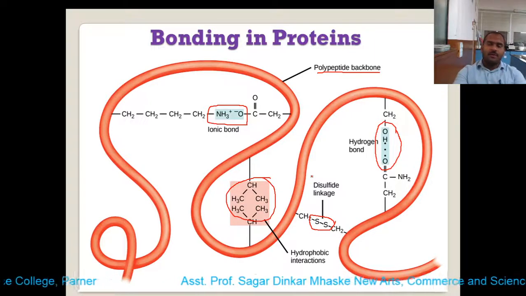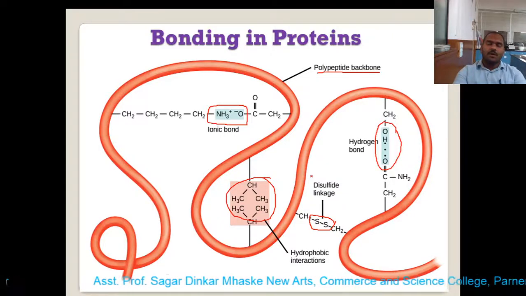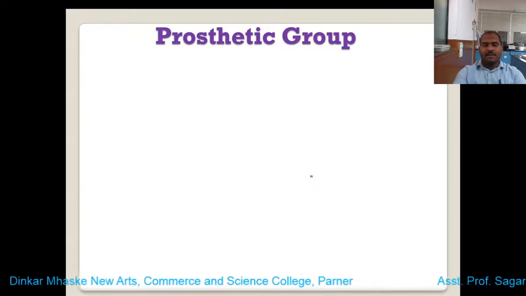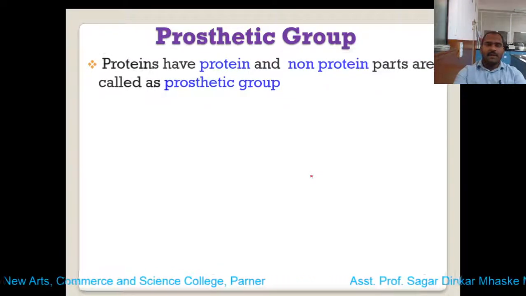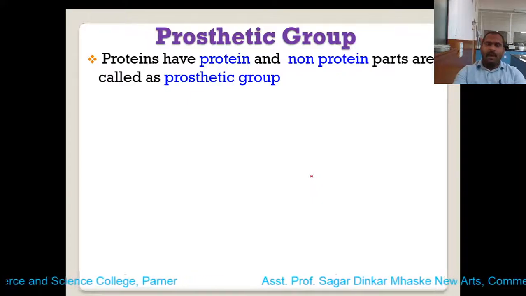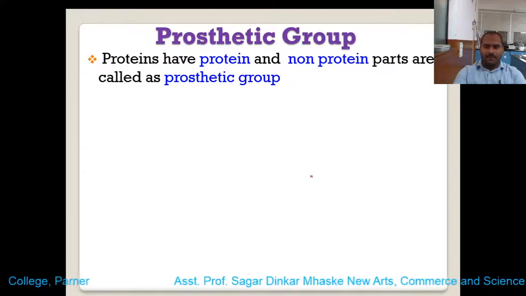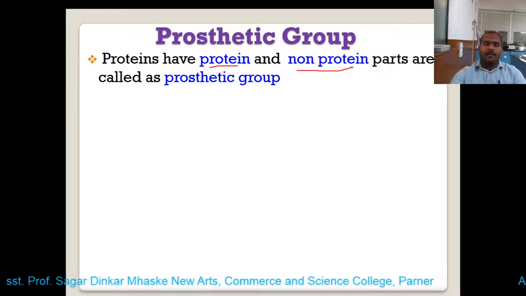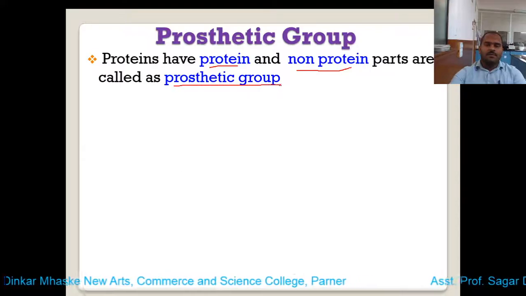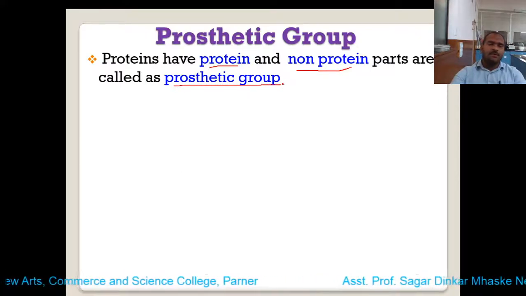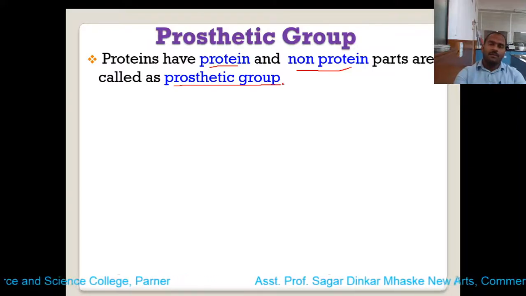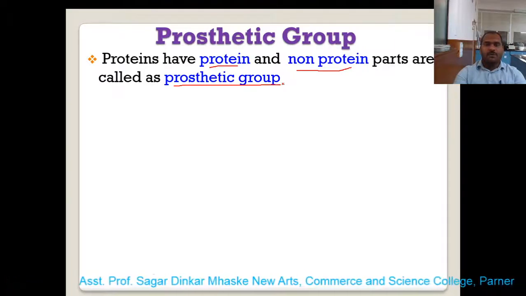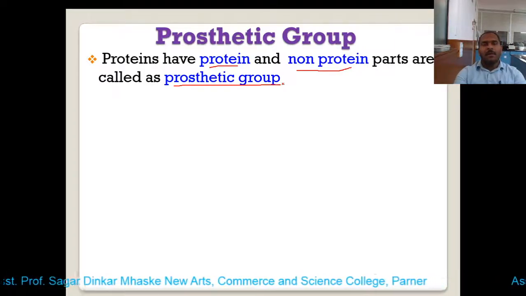Now let's move further to another important small topic, that is the prosthetic group. Okay, in conjugated protein we have seen the definition of a prosthetic group. What is prosthetic group? Proteins have a protein as well as a non-protein part. The non-protein part is called a prosthetic group, and where we find this prosthetic group, this is particularly present in the conjugated proteins.